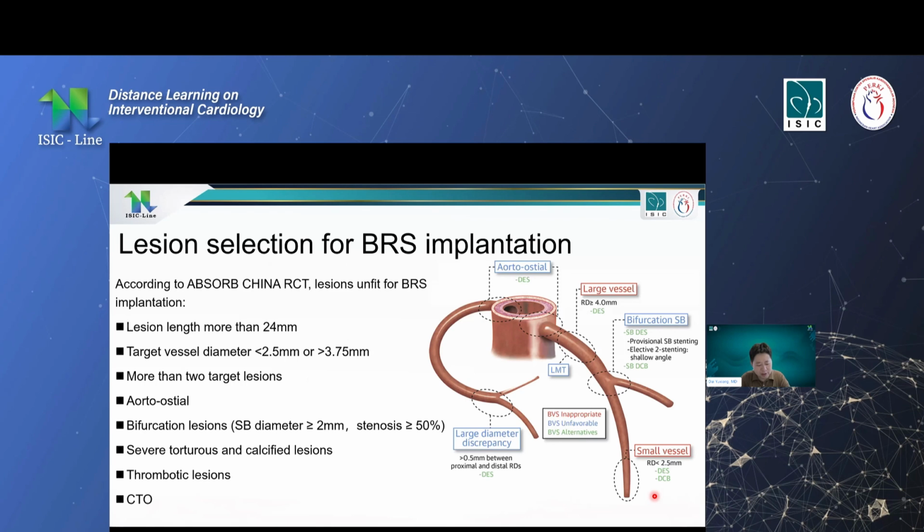And this guide showed a detailed lesion selection for BRS implantation. BRS should be avoided in the following situations, including lesion length more than 24 millimeter, target vessel diameter less than 2.5 millimeter or more than 3.75 millimeter, more than two target lesions or aorto-ostial lesions, bifurcation lesions, severely tortuous and calcified lesions, thrombotic lesions, and CTO should be avoided when we're trying to use the BRS.